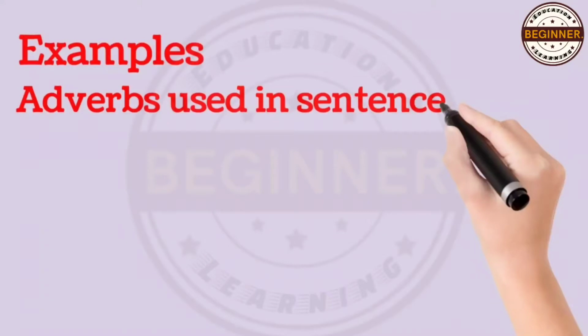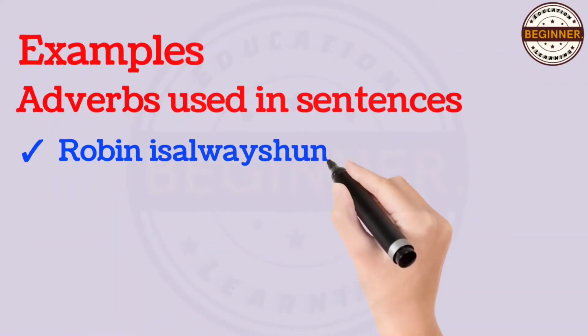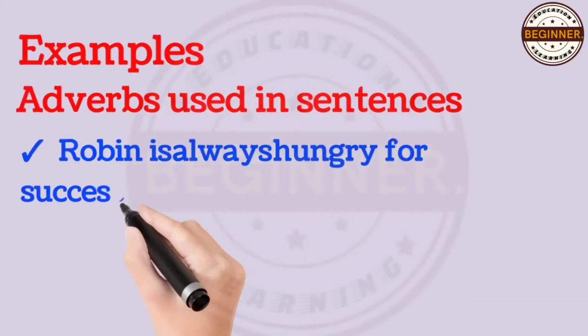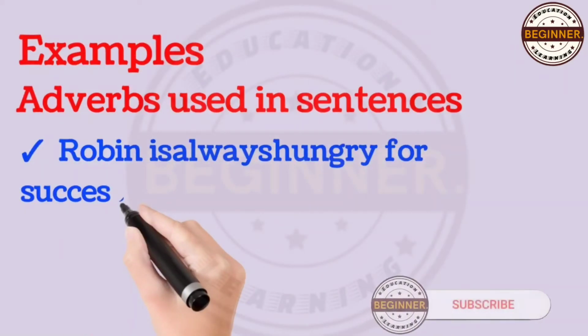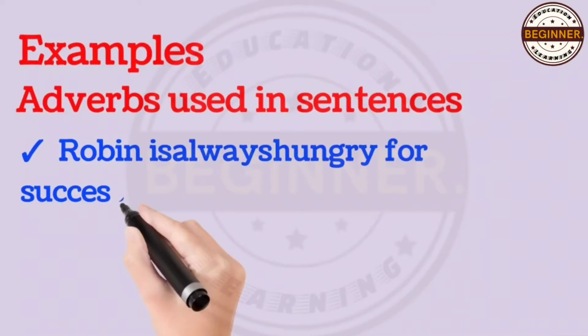Robin is always hungry for success. Here always represents an adverb in this sentence that modifies the verb hungry.